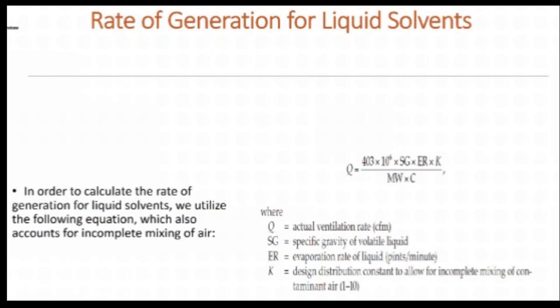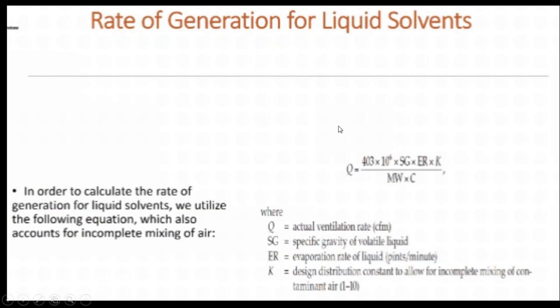By the way, Mr. Abdul Ghaffar, this is still confusing. If we are going with Q is equal to 403 into 10 raised to the power 6, okay, this is a constant, we take it to one side. Now we have to look into the other parameters. Specific gravity, okay, this is not a variable. ER is the rate of evaporation, this is one variable. Concentration is also a variable. Molecular weight is for that liquid solvent. What I feel is that where it is written that Q is equal to the actual ventilation rate, I think it should be that Q is the actual rate of generation of the liquid solvent. I think we have to re-verify this. I'm not sure.